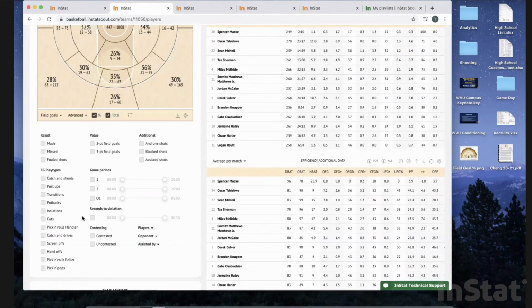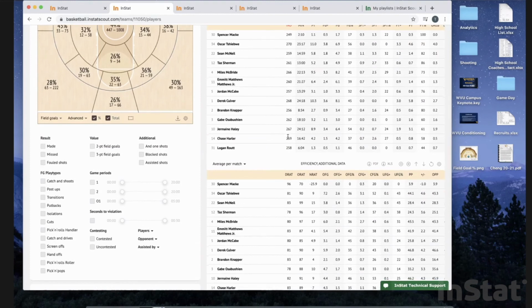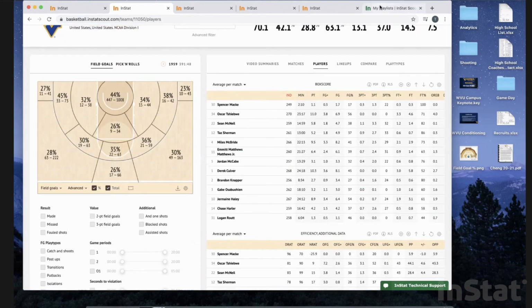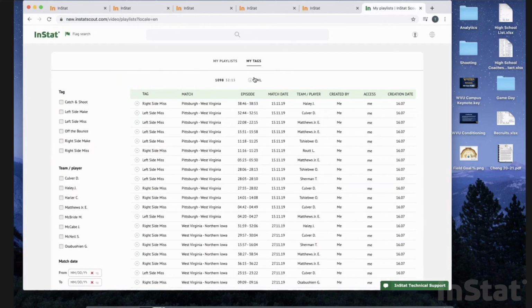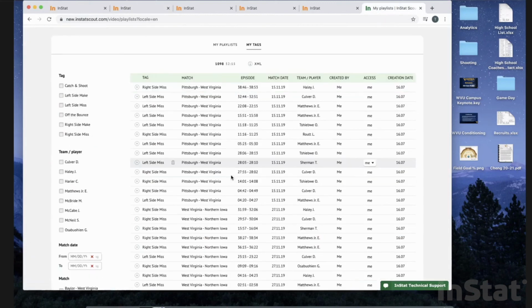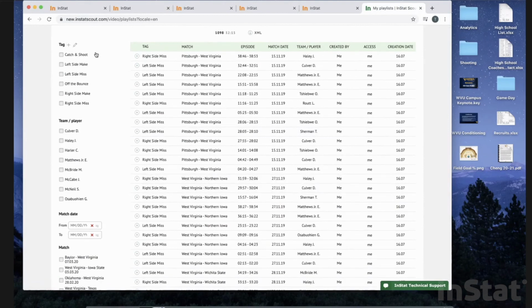But down here, they also have make shots, miss shots, foul shots, and they just break it down. You can break it down by opponent, by player, assisted by time. So there's so many different ways to break it down that I just wanted to make sure that we covered all the bases. And so the one thing that our coaches especially were interested in are, is Derek Culver better finishing on the left side of the rim than he is on the right side of the rim? So I went through and tagged every single one of our makes and misses, as well as I tagged all of our guards going off the bounce and catch and shoot.